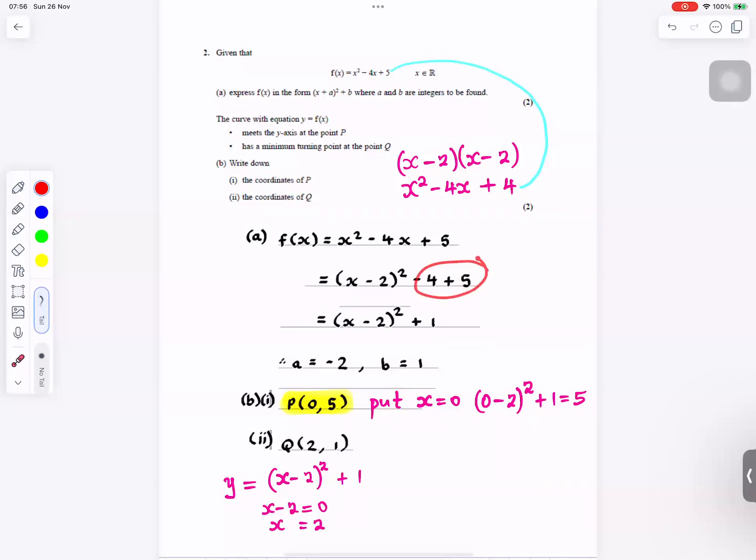And minus 4 plus 5 is the same as 5 minus 4. You put that in your calculator, you get 1. So a is minus 2, b is 1.